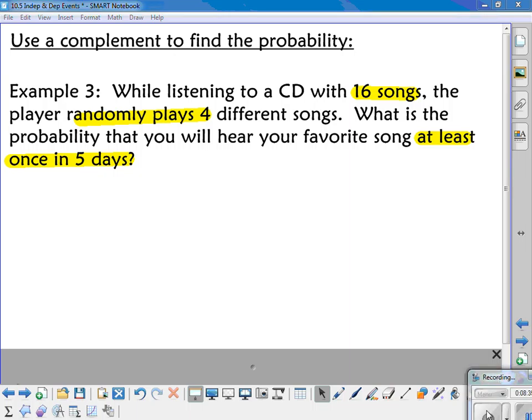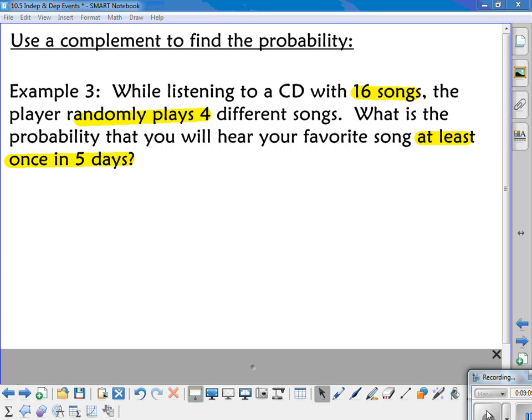All right, so if I think of all the ways that I could hear it at least once in 5 days, I could hear it 1, 2, 3, 4 times on one day. I could hear it 1, 2, 3, 4 times on the next day. I could hear it 1, 2, 3, 4 times on the third day, etc. A lot of different ways, right? So instead of adding all those up, what's the complement to that? That I never heard it, right? That I didn't hear it at least once.